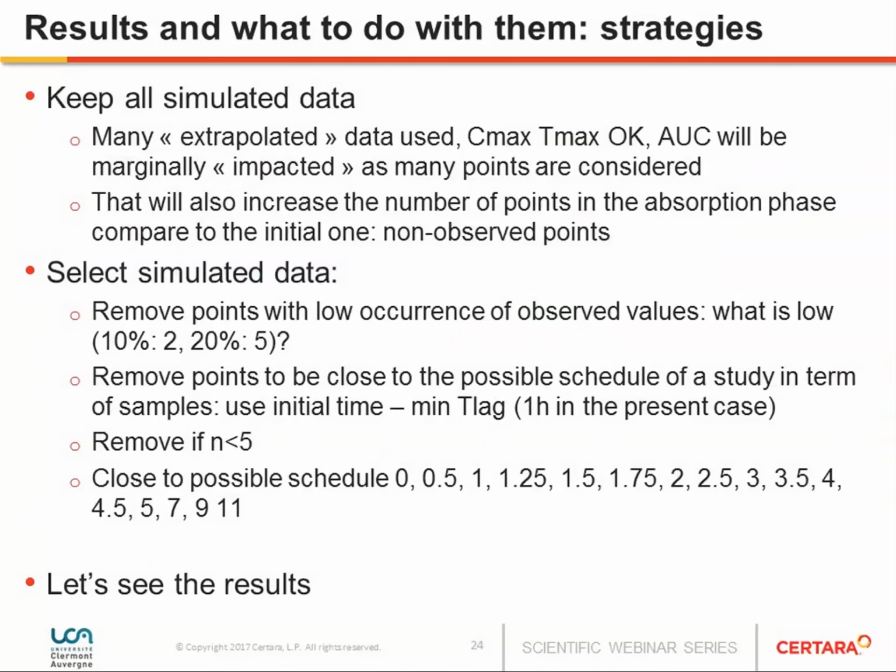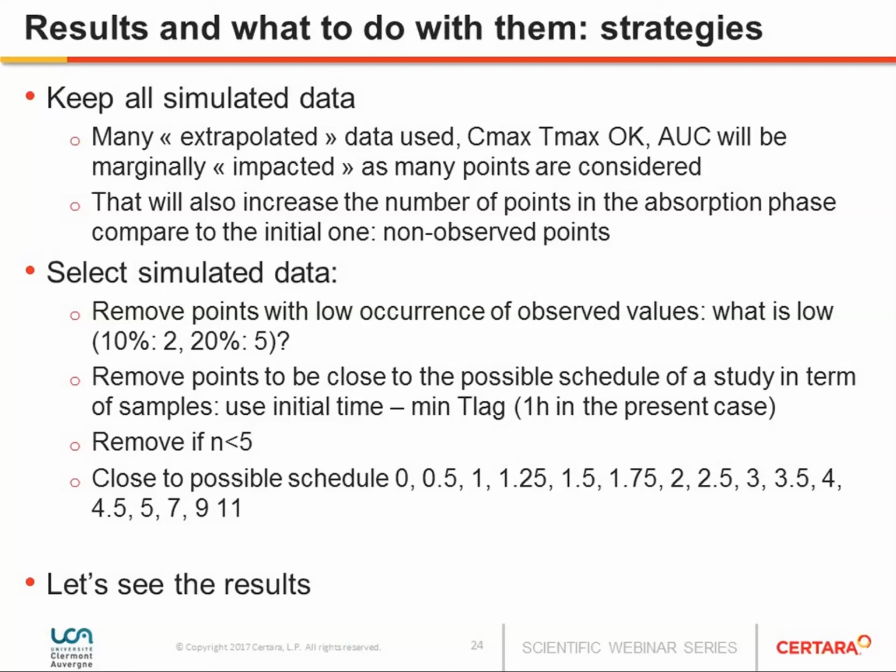Now, what can you do? You have many strategies. You can keep all the simulated data. That means you are going to extrapolate a lot of data which are not existing. If in your initial data set you have, for example, 15 samples, now you are going to have 49. That means a lot of samples in addition. Of course, the Cmax and Tmax are not going to be influenced because that is the maximum value, and this one cannot be interpolated. The AUC will be marginally impacted by the new points. That means if you calculate the AUC with the linear trapezoidal rule, it is not going to be impacted.